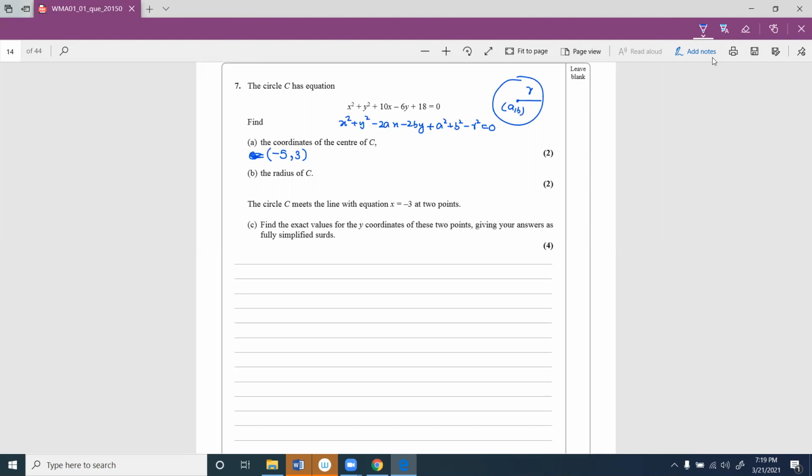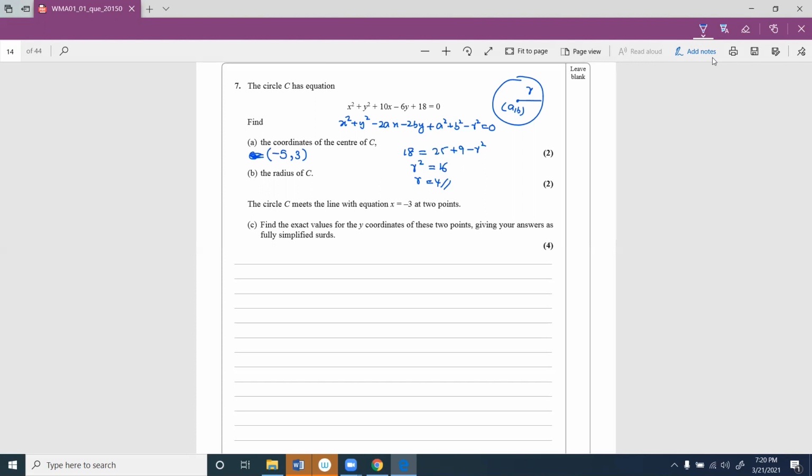And the radius, you can say this 18 equals a squared. a squared is minus 5 squared, which is 25, plus b squared, 3 squared is 9, minus r squared. With this you can say r squared is equal to 18 minus 25 minus 9, that is minus r squared. So r squared equals 16. With that you can say r is equal to 4. It's the first method of doing this question. Within a couple of minutes, you can get this answer if you're familiar with this formula.